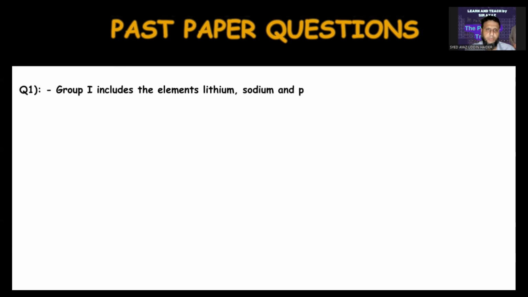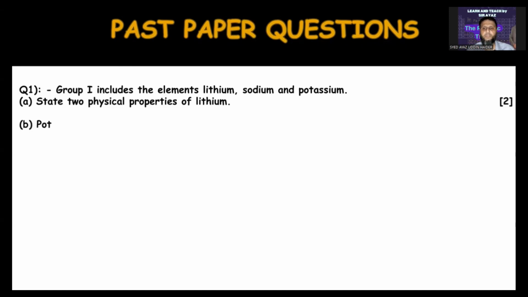In this video lesson, I will talk about past paper questions related to the topic periodic table. So, here's question number one. Group 1 includes the elements lithium, sodium, and potassium. A. State two physical properties of lithium. This is a 2 marks question. You have to state any two physical properties of lithium.